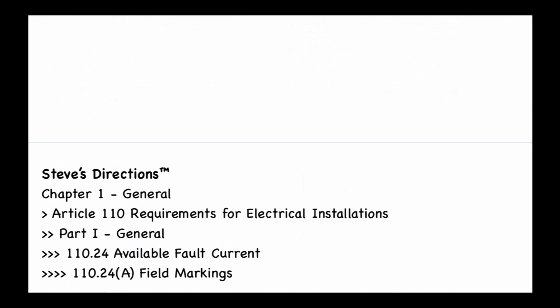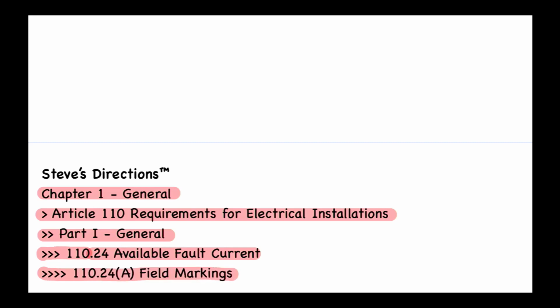First question we're going to ask ourselves is, what article are we talking about? And that's going to be Article 110, Requirements for Electrical Installations, within Chapter 1, General. And when we go to an article, we're going to look at the parts, and we see Part 1, and that's called General. Then we see 110.24, and that's available fault current. And then we have 110.24(A), and that's called field markings. So let's go into our code book and take a look at 110.24(A), titled field markings.